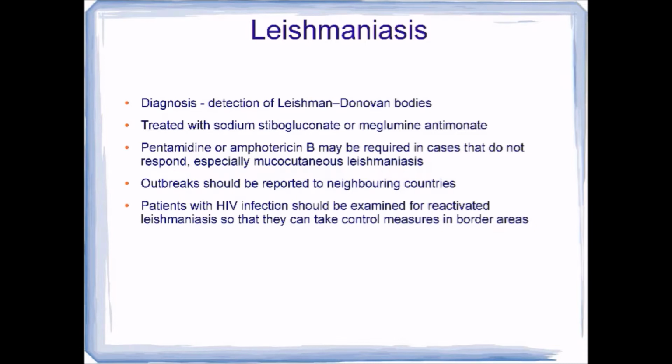It is treated with sodium stibogluconate or meglumine antimonate, but pentamidine or amphotericin B may be required in cases that do not respond, especially mucocutaneous leishmaniasis. Because of the toxicity of the preparations, treatment should be undertaken in hospital. Outbreaks should be reported to neighboring countries, so that they can take control measures in border areas. Patients with HIV infection should be examined for reactivated leishmaniasis.